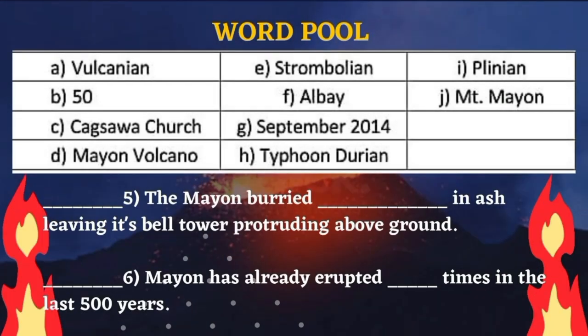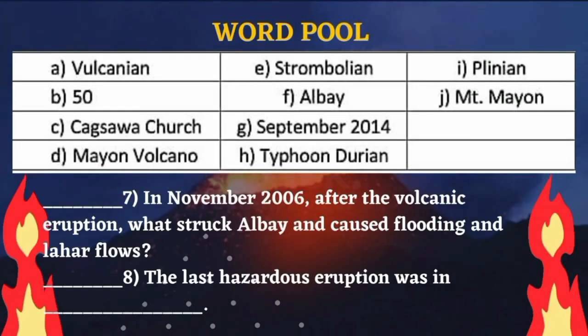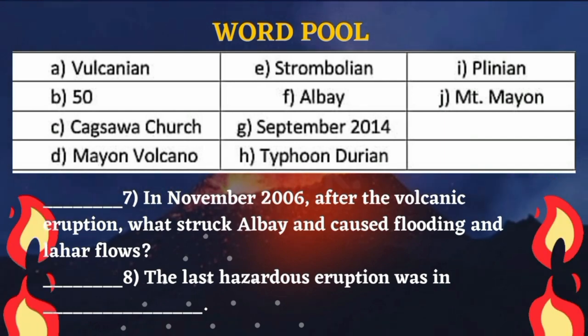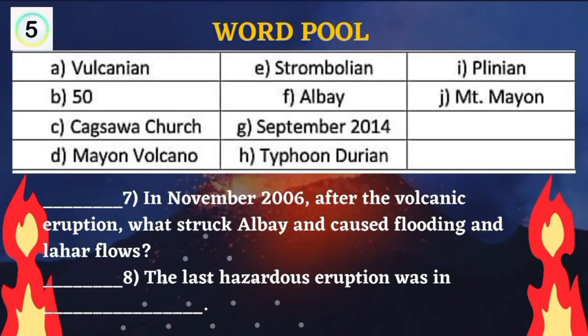Number 5. The Mayon buried blank in ash, leaving its bell tower protruding above ground. The correct answer is letter C, Kagsawa Church. Number 6. Mayon has already erupted blank times in the last 500 years. The correct answer is letter B, 50. Number 7. In November 2006, after the volcanic eruption, what struck Albay and caused flooding and lahar flows? The correct answer is letter H, Typhoon Durian. Number 8. The last hazardous eruption was blank.